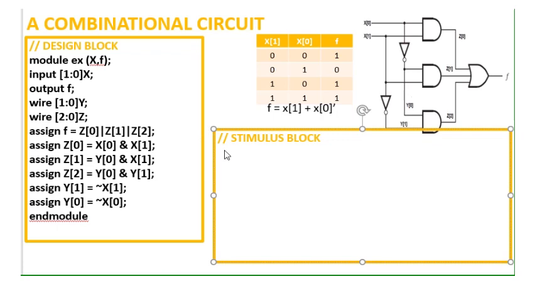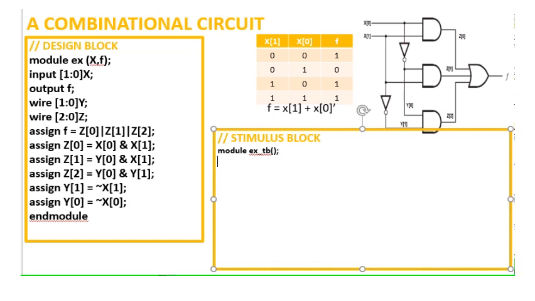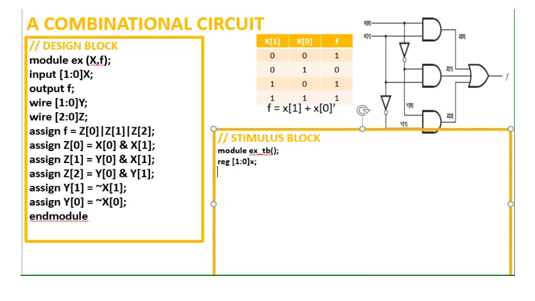Next we proceed to write the stimulus block. So the stimulus block starts with module. I will give the name of the module as xtb and empty parenthesis. Now here the input is x, a 2-bit signal. So I will declare it as a register [1:0] x. Now the output is wire f.